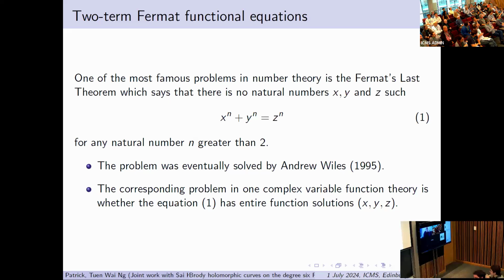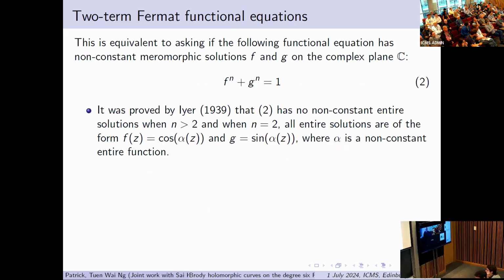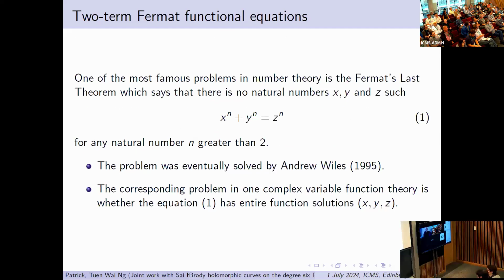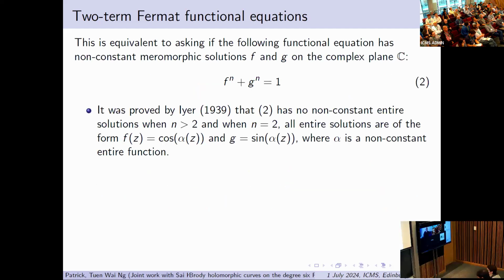So you may also ask a similar question for functions. For example, you look for solutions of this equation when x, y, z are entire functions. Now you may go back to this equation and then divide both sides by z. Then you will have a functional equation of this form: f^n + g^n = 1. And this time you may allow yourself to consider holomorphic functions f and g.